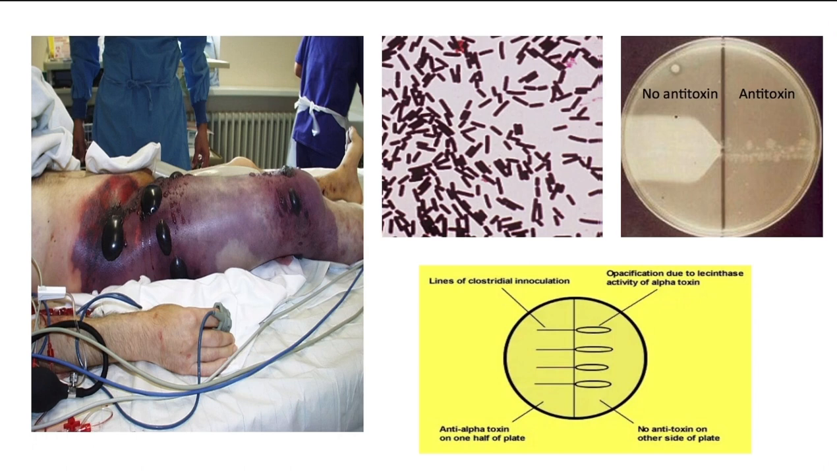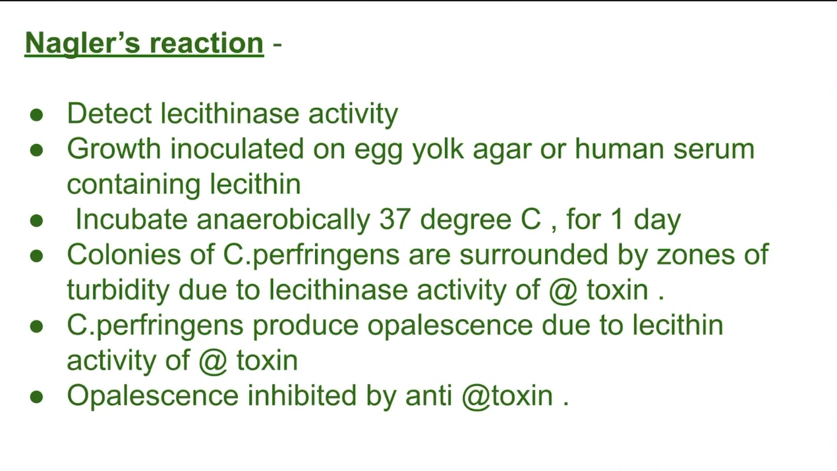In the first half, we did not give any antitoxin, so the turbidity is produced. On the second half, we did give the antitoxin, which inhibits the turbidity, because anti-alpha toxin opposes the alpha toxin. In the picture, in the first plate you can see the opalescence or turbidity produced by the alpha toxin. In the second, the turbidity or opalescence is not seen because it is inhibited by the anti-alpha toxin. So it detects the lecithinase activity.